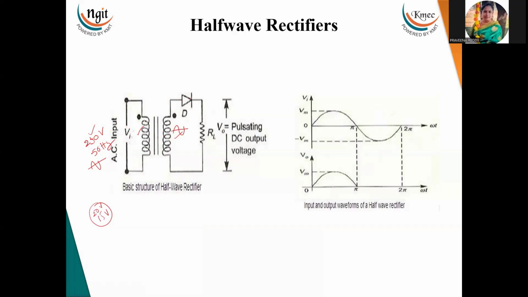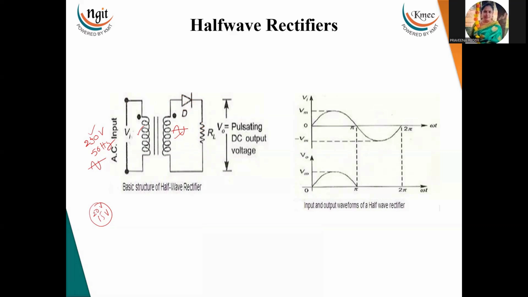Now here the secondary is connected to the diode. This is the anode and this is the cathode. The cathode is connected to one end of the load, and the other end of the load goes to the transformer. This is the construction of the half wave rectifier.